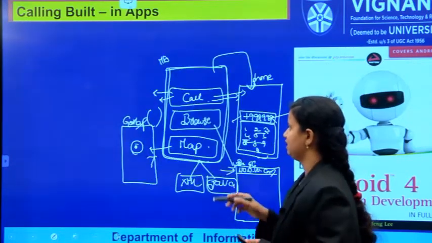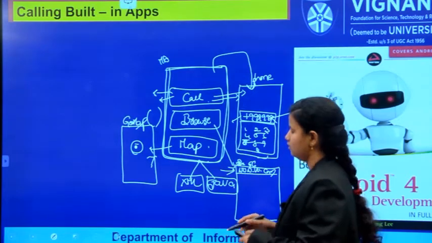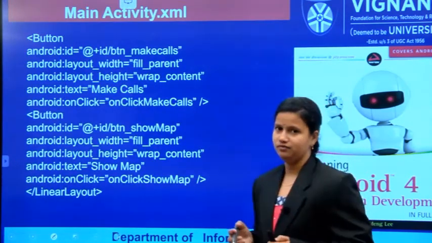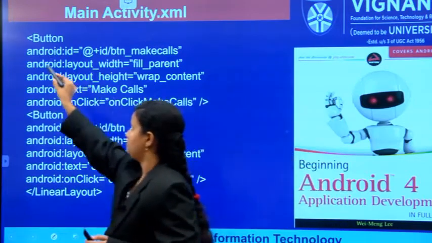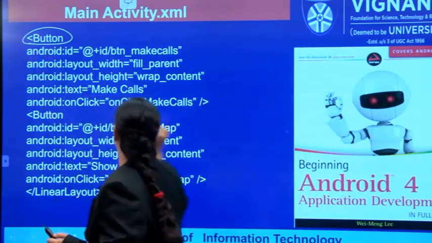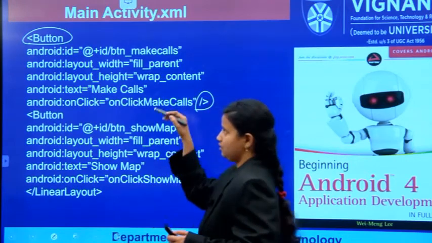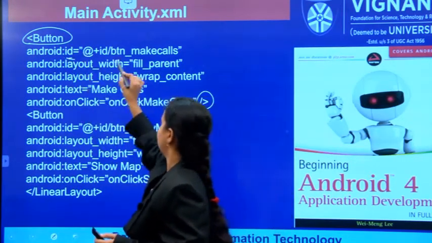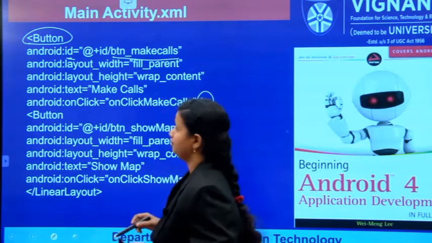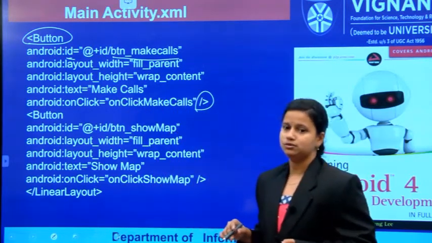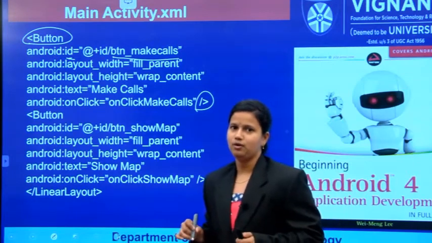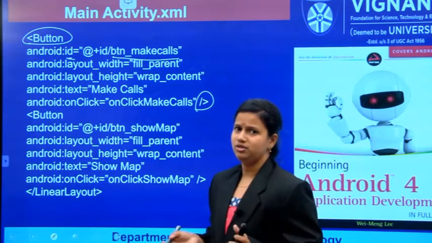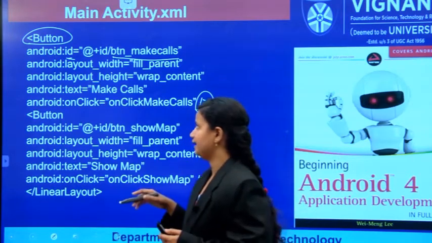And what is the second button? Here, call. To implement that second button, we again have the opening of your button and closing of your button. Within that we have to mention the different properties. So button ID. What is the ID? BTN underscore make a call, or if you want to use it in a simple way, you can use B1 or 1, 2, 3. Numbers can also be provided for your IDs.